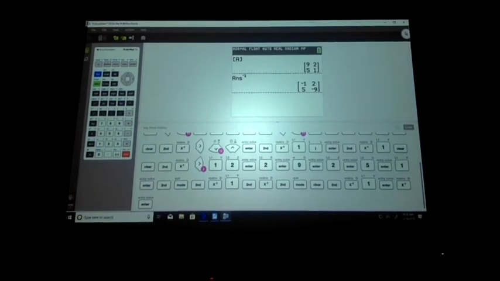Wait, did we turn in B? It's the same thing as the matrix key. What? Turn in 7B? I gave you points for it because you were here.